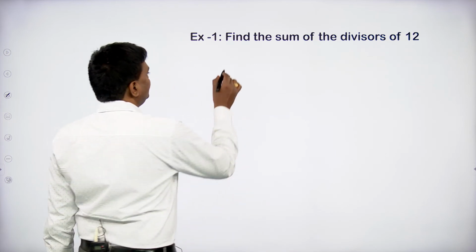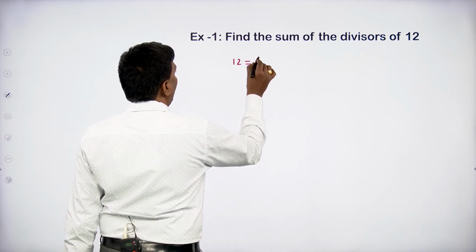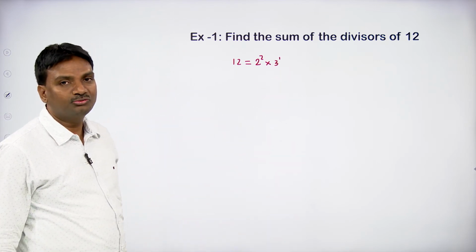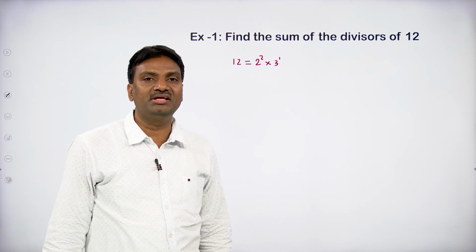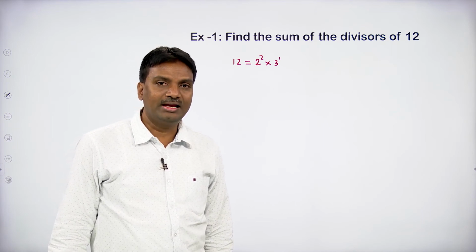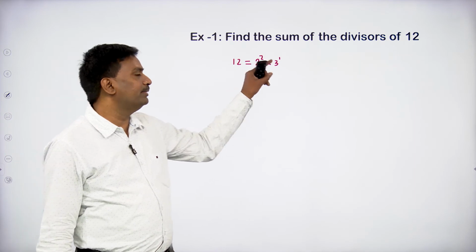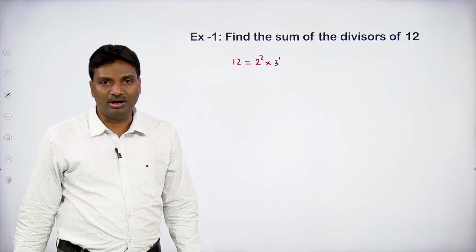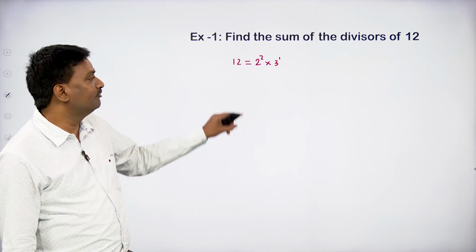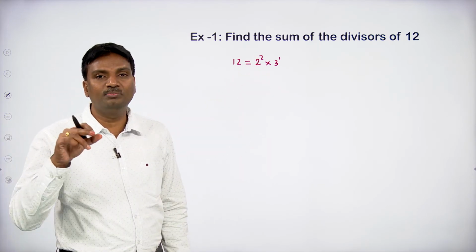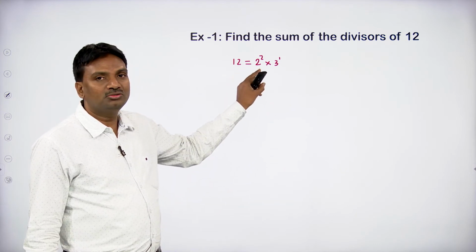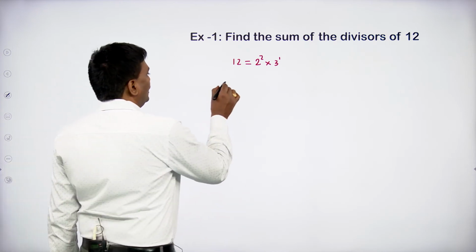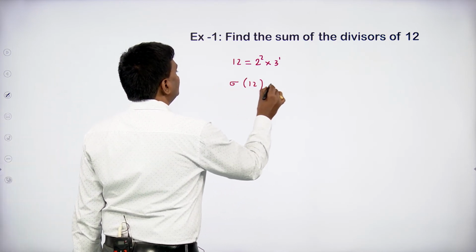Here 12 is given. This 12 can be written as 2 square into 3 power 1, where 2 square is 4, 3 power 1 is 3, and 4 into 3 equal to 12. So 12 can be expressed as 2 square into 3 power 1. This is in the form of P1 power alpha 1 into P2 power alpha 2, where P1 equal to 2, P2 equal to 3, alpha 1 equal to 2 and alpha 2 equal to 1. Now the sum is sigma 12.